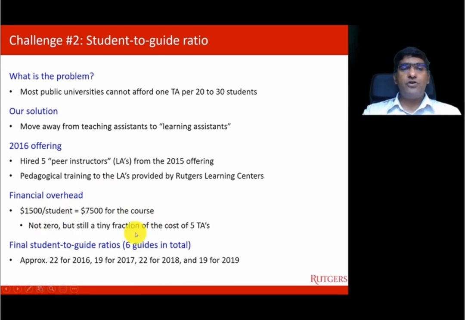The cost was not zero, but just to give you an example, this is $7,500 for all the students, or $1,500 per student. A TA at Rutgers University gets paid about $15,000 for a half a semester, and then also there are fringe benefits and so forth. So it's really a tiny fraction of the cost of a TA. And when we did that, we ended up achieving a student to guide ratio where there were 6 of us, including myself and 5 LAs, in the room doing activities, helping the students, and the ratio was roughly about 20 students per guide.